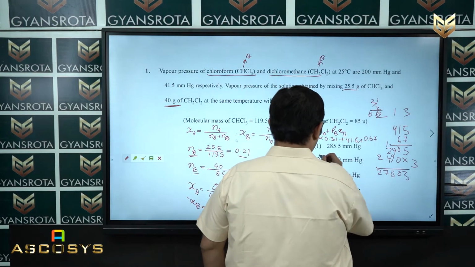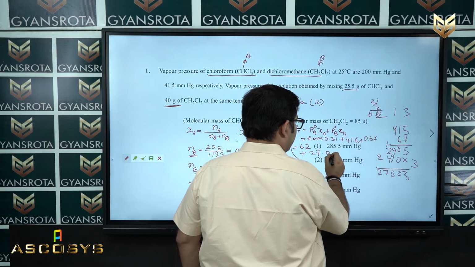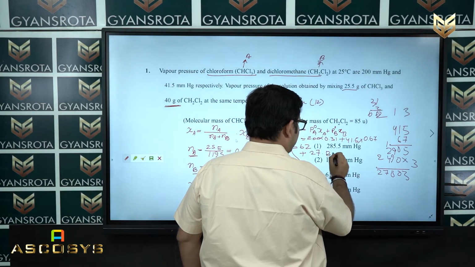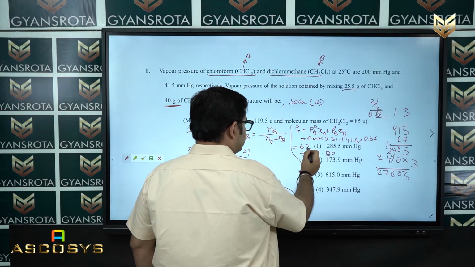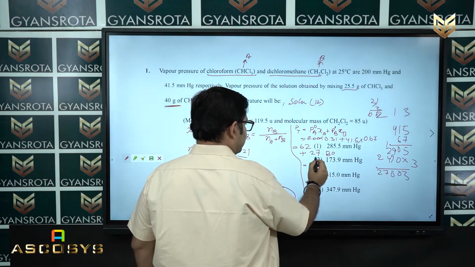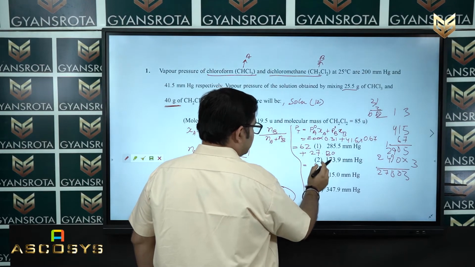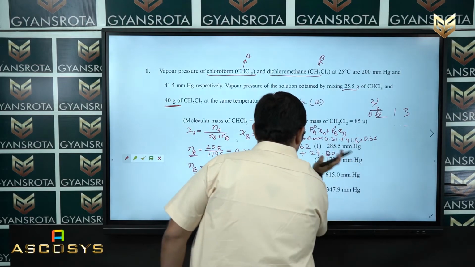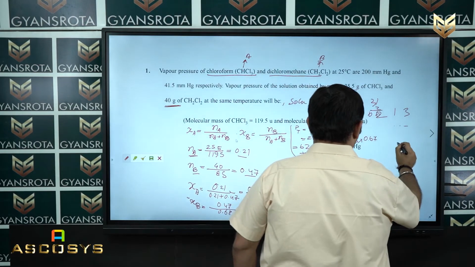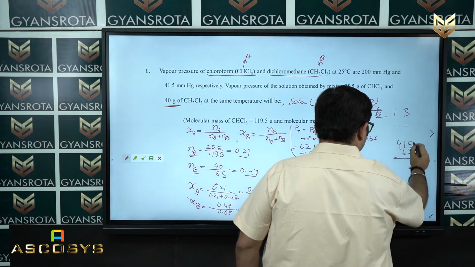it will end up around 27.80 something, it will come in this form. Sorry, there is a mistake in this calculation here. So, 415 divided by 67.